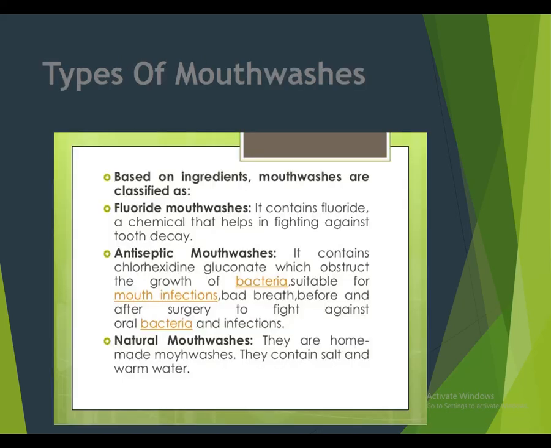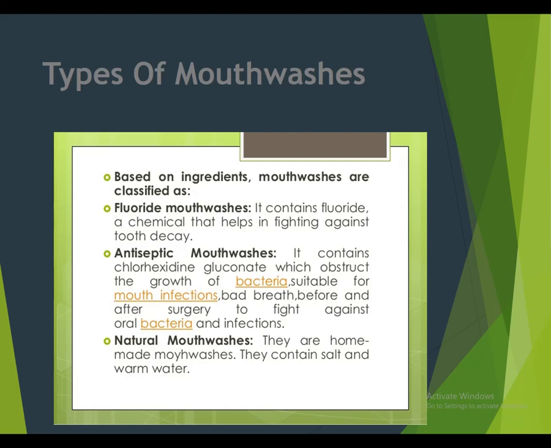Types of mouthwashes. Based on ingredients, mouthwashes are classified as fluoride mouthwashes. It contains fluoride, a chemical that helps in fighting against tooth decay. Examples of fluoride mouthwashes available in the market are Listerine Total Care, Listerine Fluoride Defense mouthwash, or Colgate Ortho Defense mouthwash.